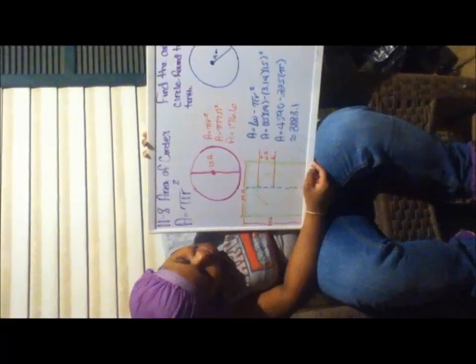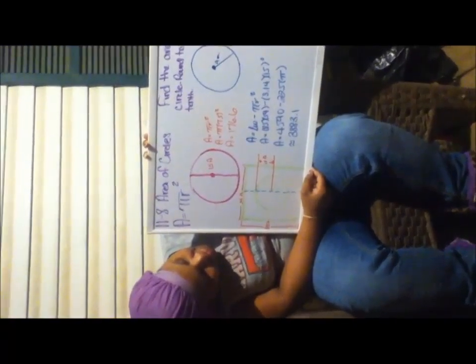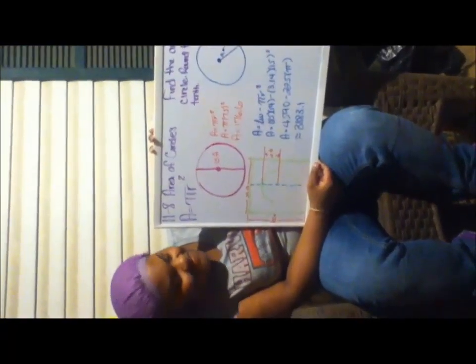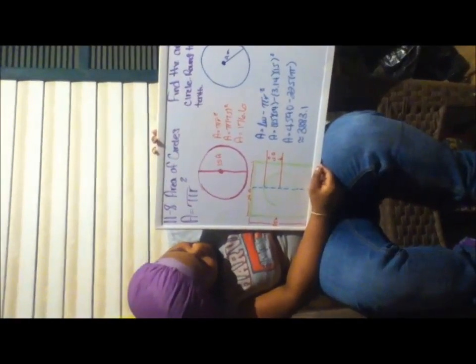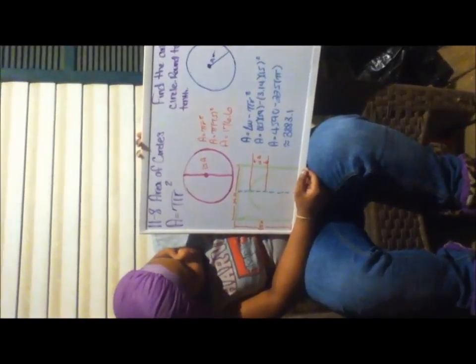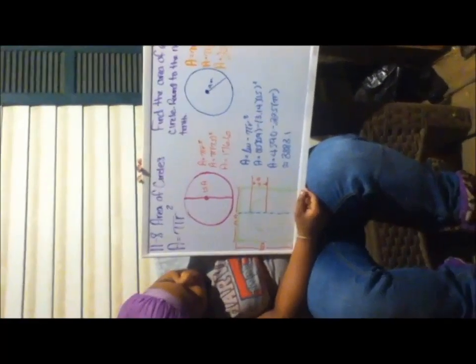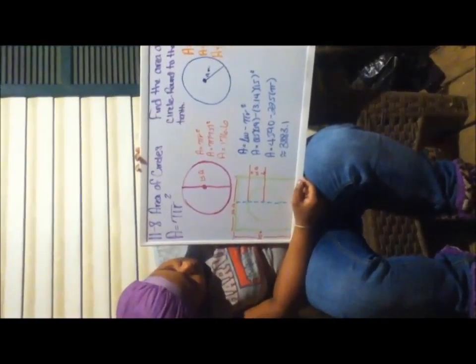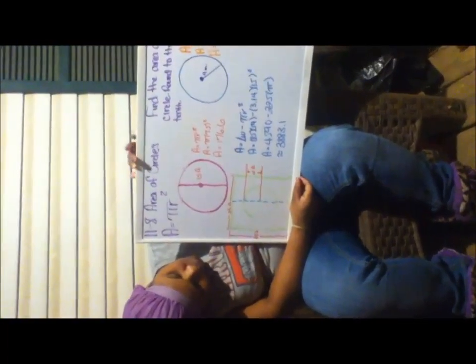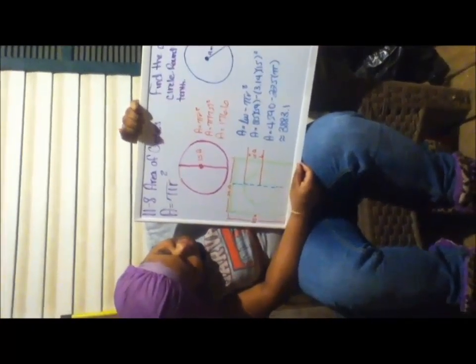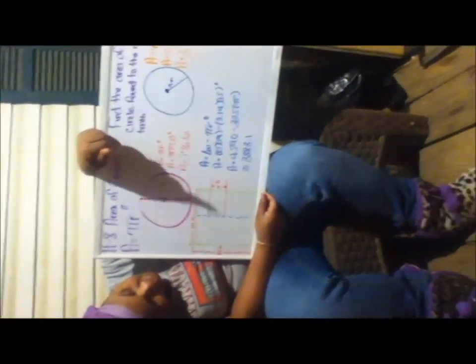In the second circle, the pink one this time, it's giving us the diameter instead of the radius. So we have to find half of 15, which is 7.5, and 7.5 times 7.5 equals 56.25. Times that by pi, it's 176.6.